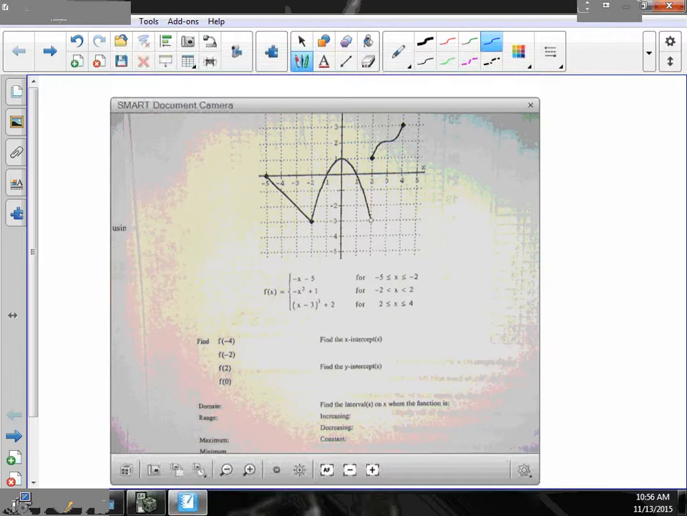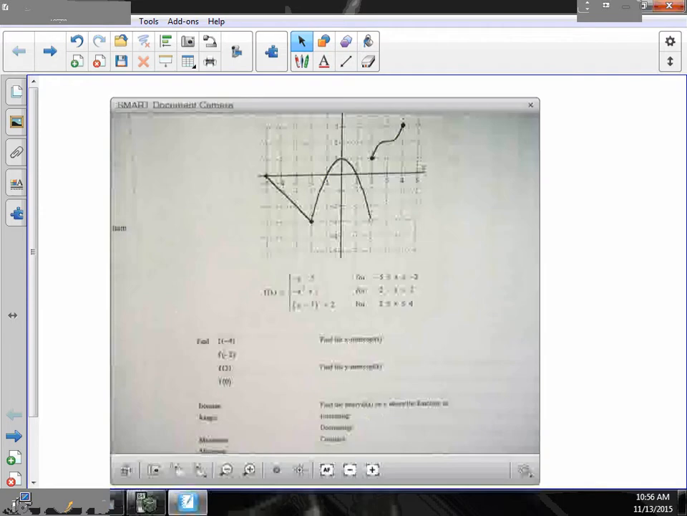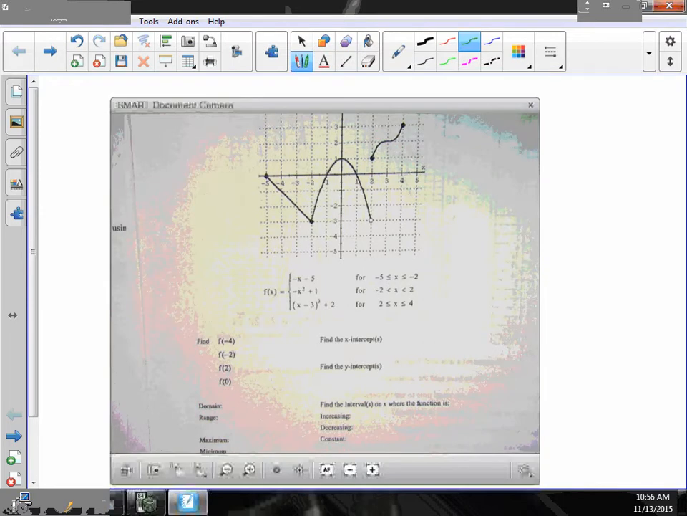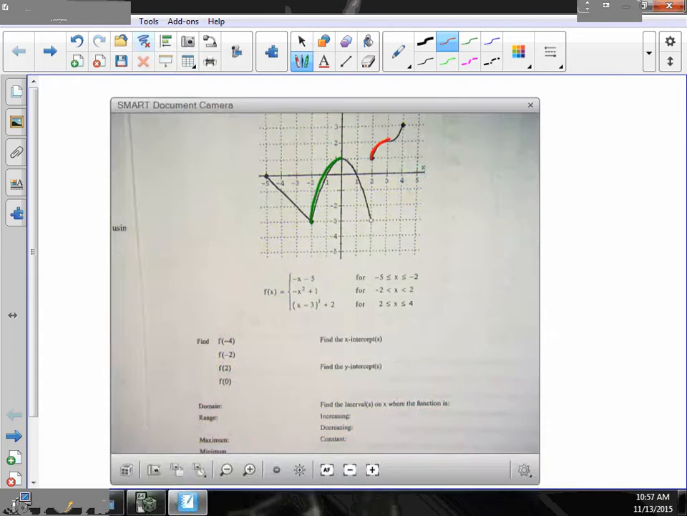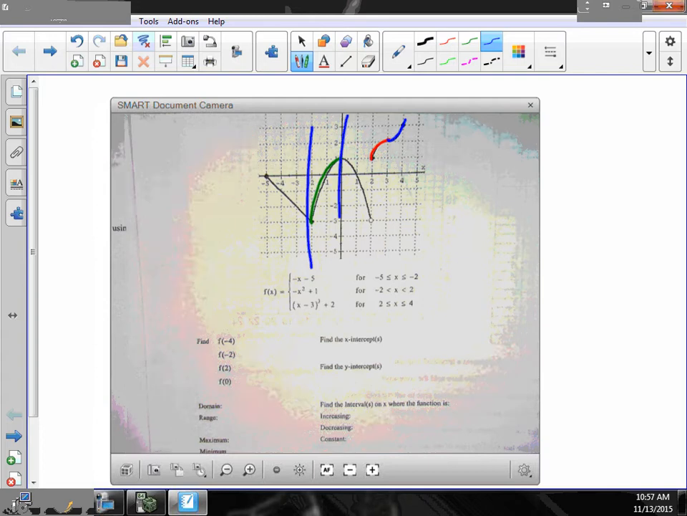Now, increasing is a little bit tricky. It's increasing from here to here. It's also increasing from here to here, but then it goes flat. And then it increases from there to there again. Okay, go ahead. So, how do you describe that piece? What are the x values for when the graph is going up?